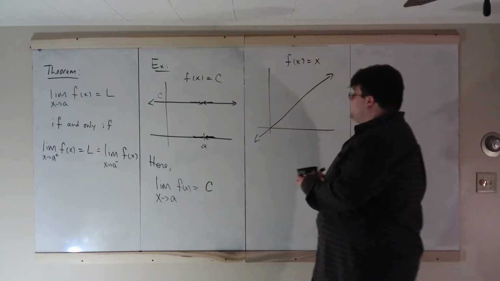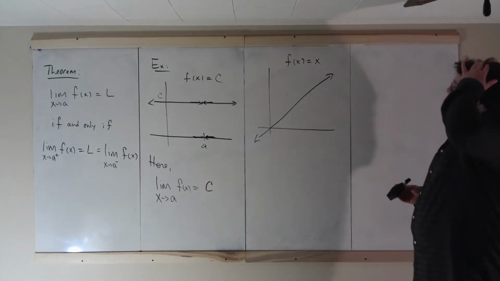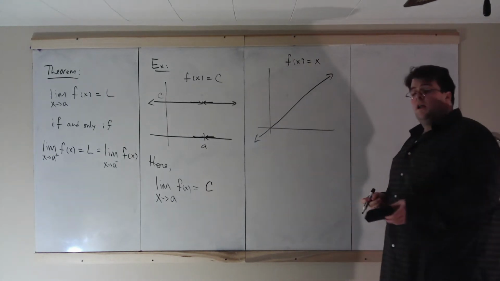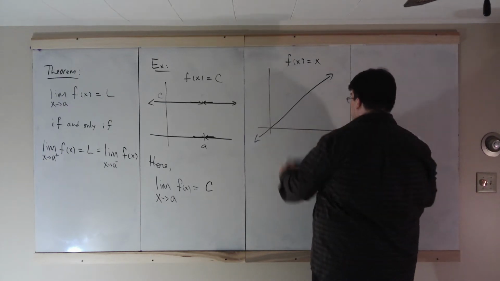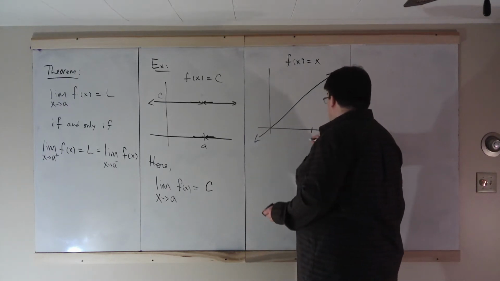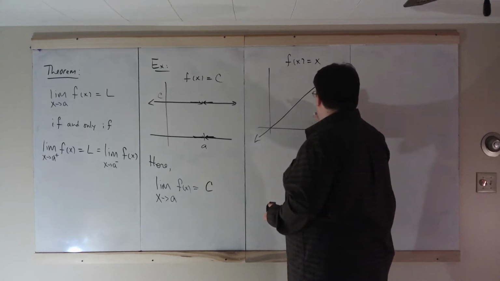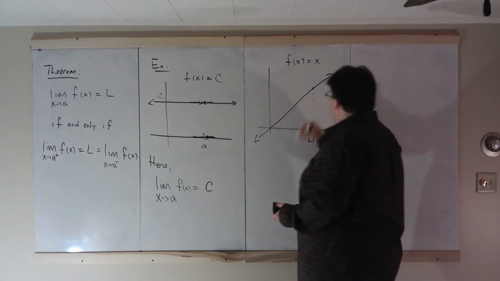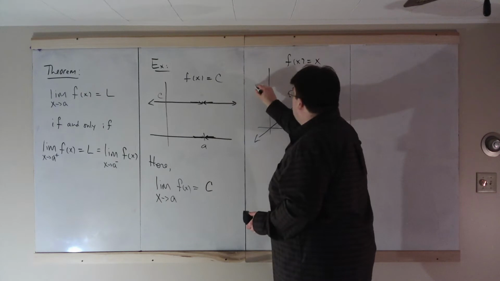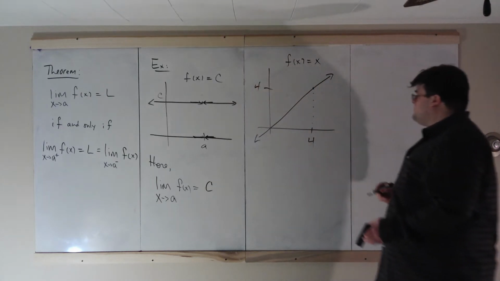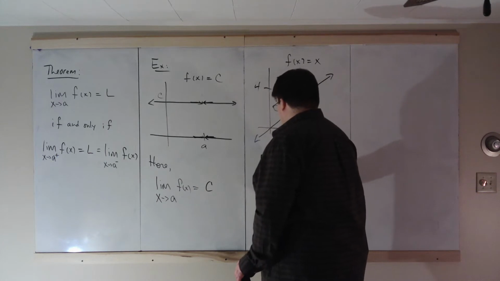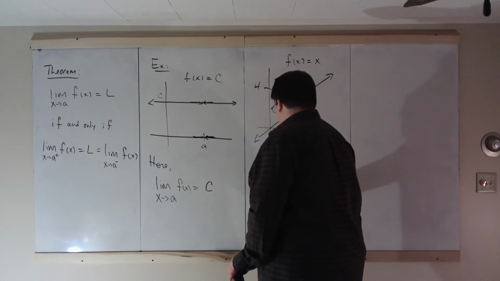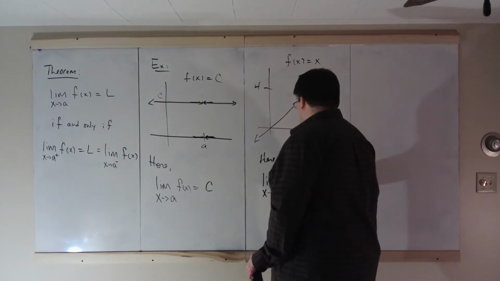Let's look at this example now. f of x equals x. So the line with slope 1, y-intercept 0. And let's look at the limit as x approaches 4. How about? So 4 goes up here. What's that function value? Well, it's also 4. So here, we want the limit as x approaches 4 of this function.